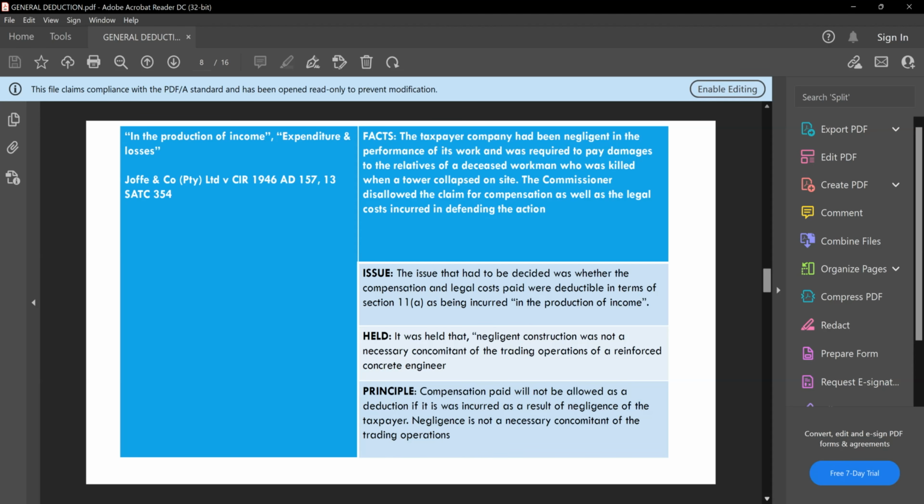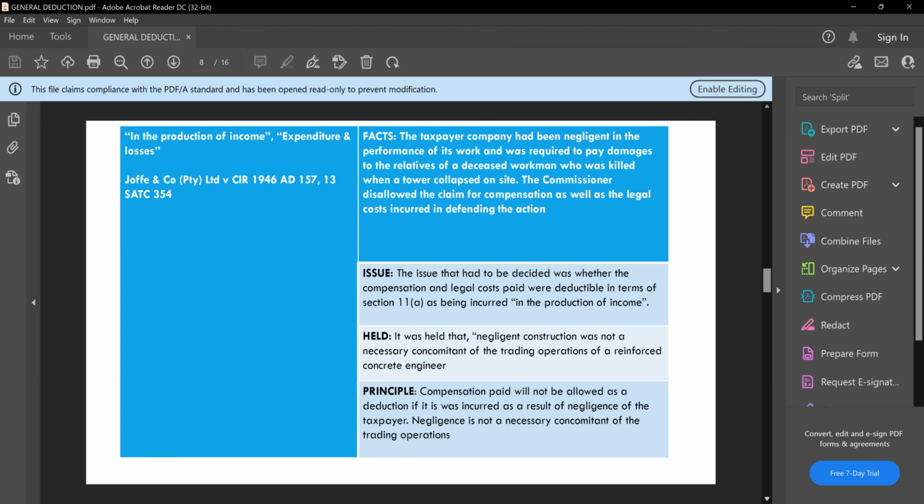It was held that negligent construction was not a necessary concomitant of the trading operations of a reinforced concrete engineer. The principle thereof is compensation will not be allowed as a deduction if it was incurred as a result of negligence of the taxpayer. Negligence is not a necessary concomitant of the trading operations.